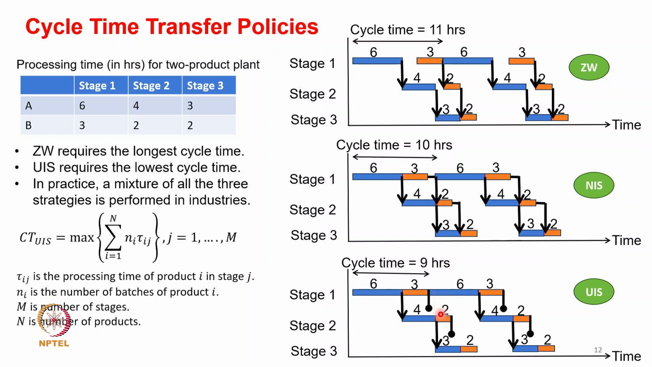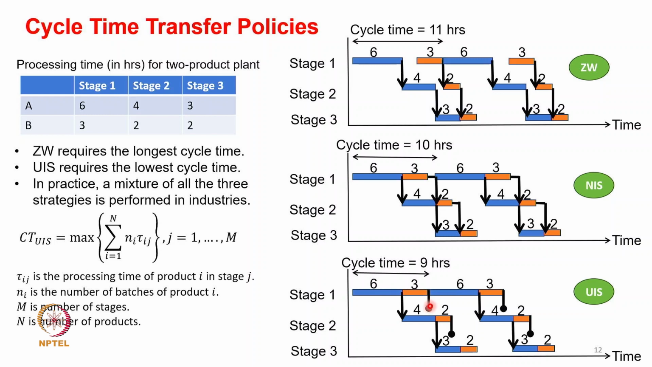And the third scenario is about uninterrupted storage. What you can do over here is start with A going on 6, 4, 3, and immediately you start stage 1 of B. Then, just after finishing stage 1 of B, you store it.